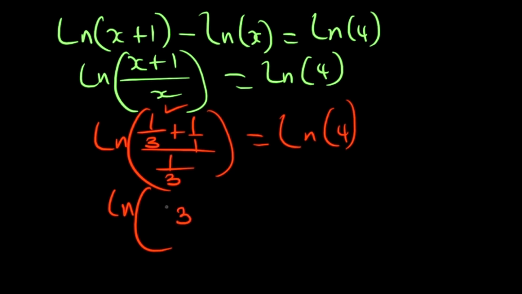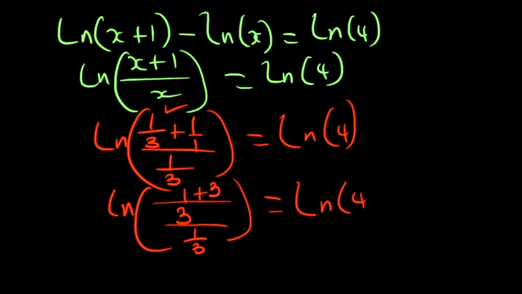Okay, so we do it this way. 3 divided by 3 will give you a 1. 1 times 1 is 1, plus, again, 3 divided by 1 is a 3. 3 times 1 will give you a 3. Right? All over 1 over 3. This is equal to ln 4.